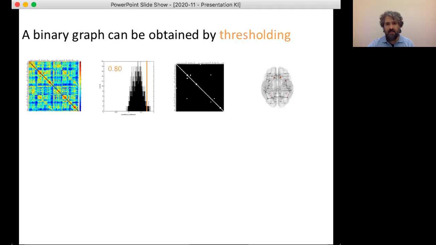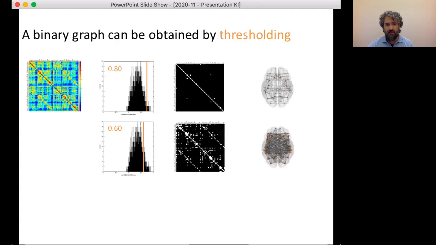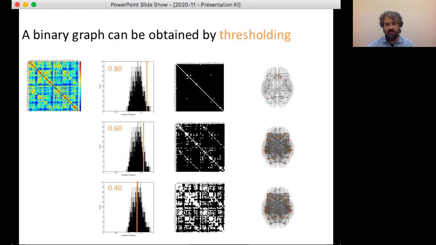You see that in this case it's very sparse, but we can use a different threshold, for example 0.60, and then we get something that is less sparse, or 0.40, and then we get something that is even more connected. You see, you can choose a threshold, and depending on the threshold you will get a slightly different graph. Then of course the question is, what is the optimal threshold? Well, that's an open question, and we can discuss that in the questions if you're interested in the topic.